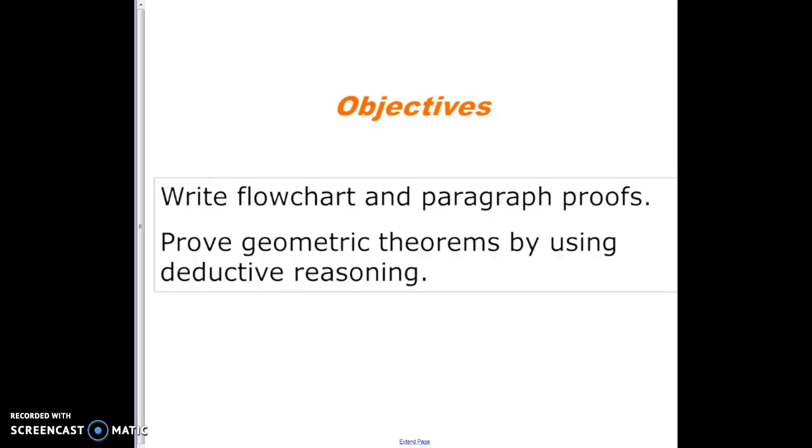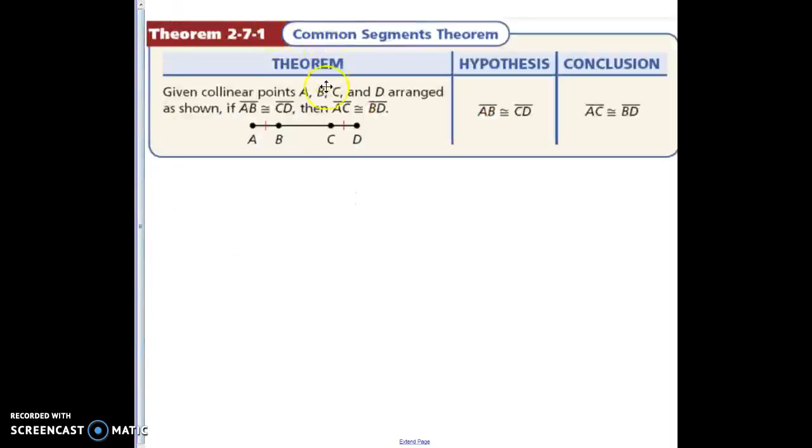We've been looking at two-column proofs now, and I just want to show you a couple different ways to do it. One of the theorems you already completed in your notes is this common segments theorem. That's to say that if segments share a piece, right here, like B to C, and you know that these other lengths between A and B and C or D are the same, that means A to C is the same as B to D.